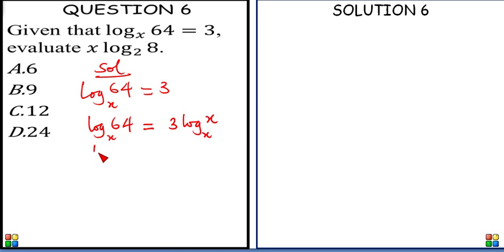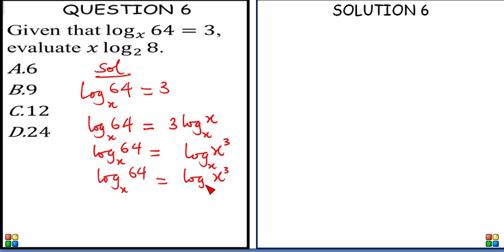So let's continue this. This becomes logarithm 64 base x is equal to logarithm x raised to power 3 base x. Yes, it's allowed. This 3 can become the power of this x. That's one of the laws of logarithms. And from here, logarithm 64 base x is equal to logarithm x cubed base x. Since they are both log base x, we can equate them and say 64 is equal to x raised to power 3.